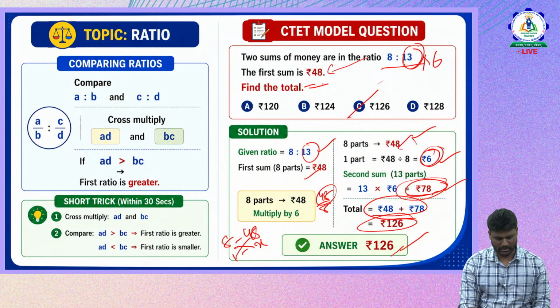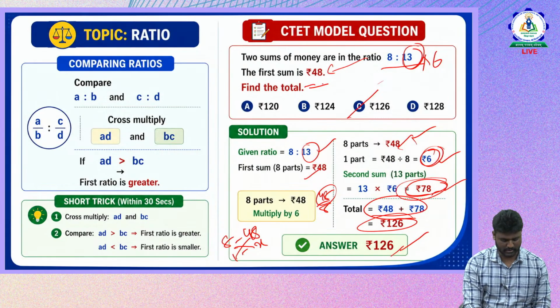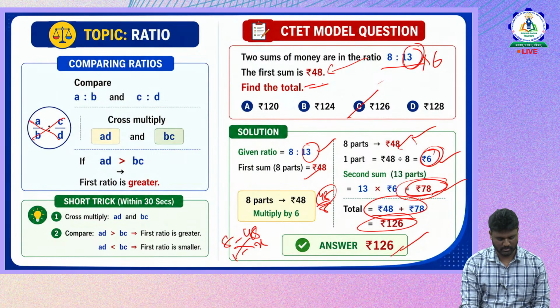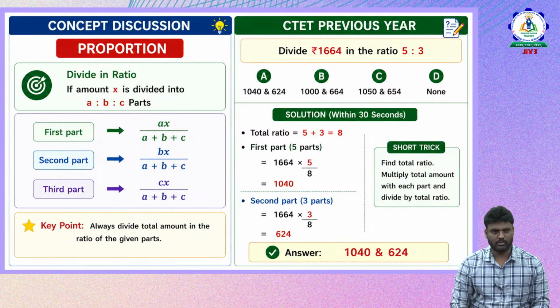Similarly, whenever in questions we need to compare like this, A is to B and C is to D, just do the cross multiplication. That means AD and BC. If AD is greater than BC, then the first ratio is greater.